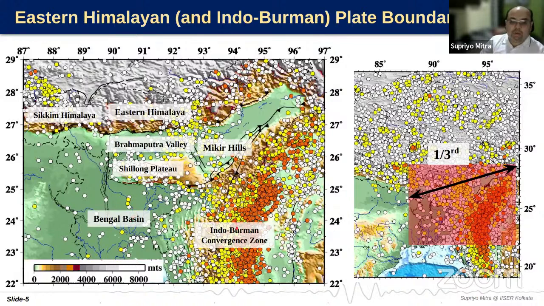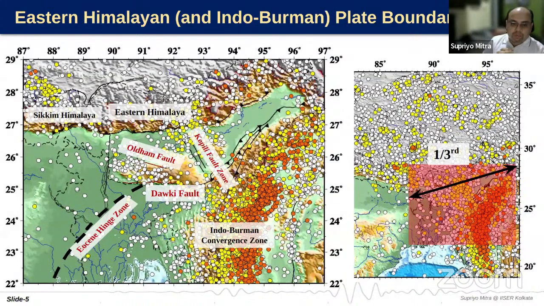And then to the south of it, you have the Bengal Basin, which is a very thick pile of sediments. And to the east of it is the Indo-Burman convergence zone, where the Indian plate is subducting underneath the Burma microplate. So here are a few other tectonic elements, which I'll also be referring to. You have the Dauki fault, which bounds the Shillong Plateau to the south and separates it from the Bengal Basin. There is the Oldham fault, which is a buried fault and was detected by modeling geodetic data, which is to the north of the Shillong Plateau. You have the Kopili fault zone, which is a set of strike-slip faults which separates the Shillong Plateau from the Mikir Hills. And then you have the Eocene Hinge zone, which is a gravity high and is understood to be the paleo boundary of the continent.